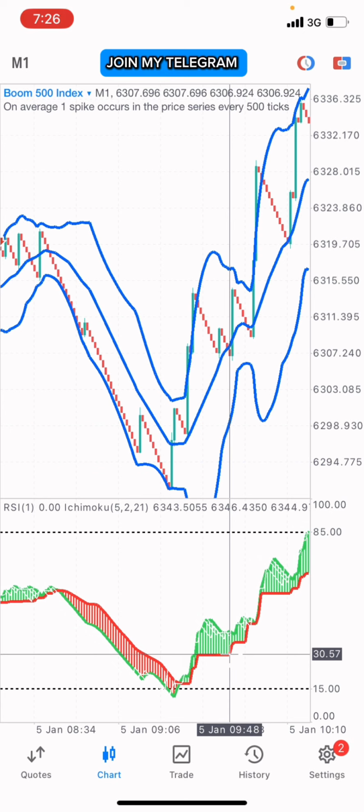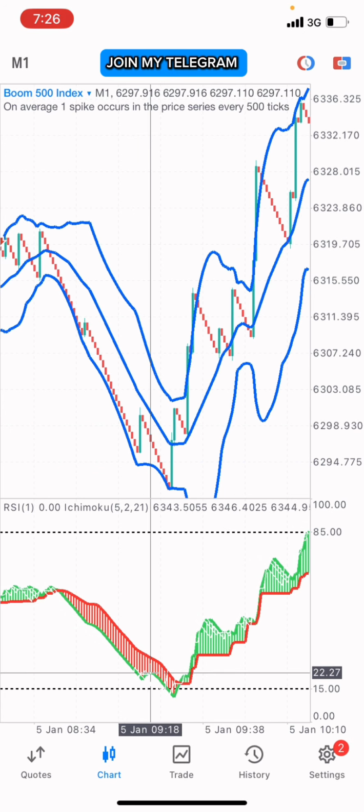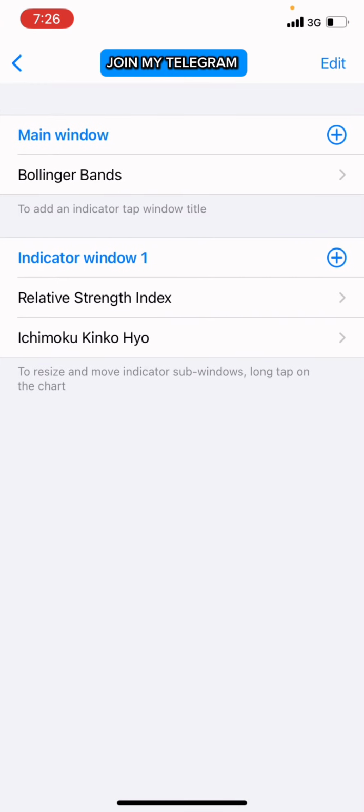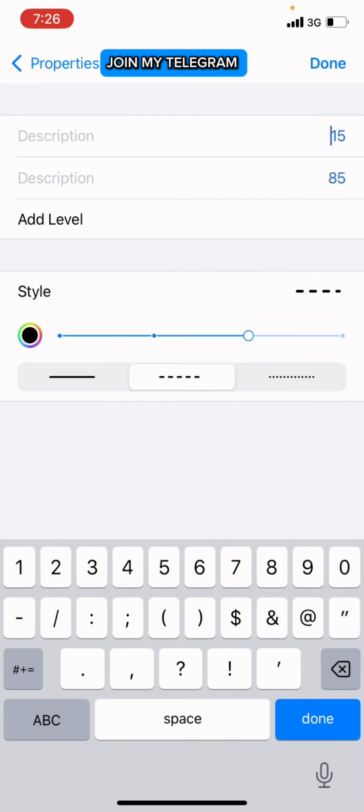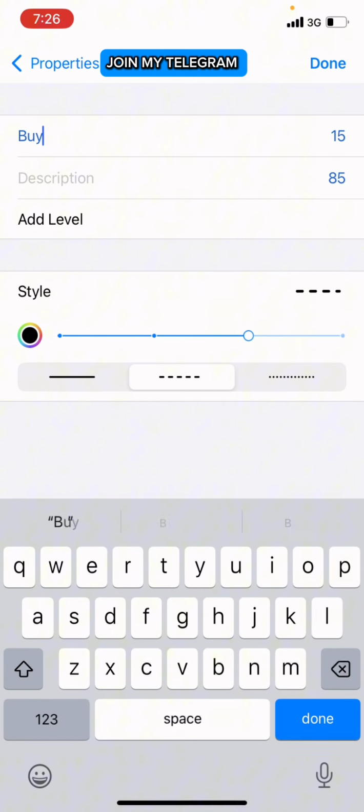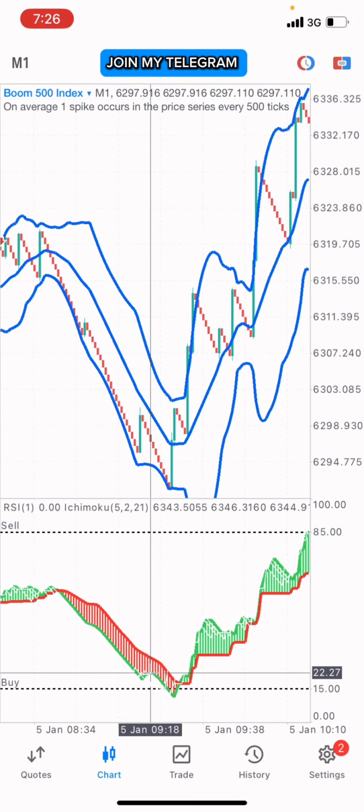Remember that we are on the Boom 500 index, right? Boom 500 index right here. So what we can do right now is we'll go over to the relative strength index right here, and we're going to put a level of 15. Let's put on buy at this very point, and let's add sell at this very point here. All right, we'll click on done.